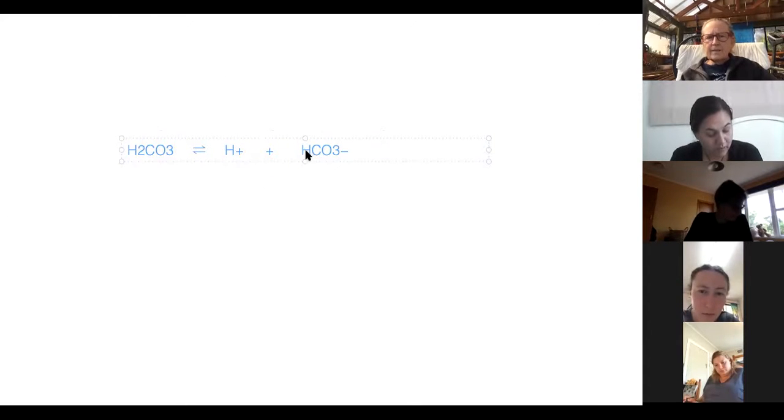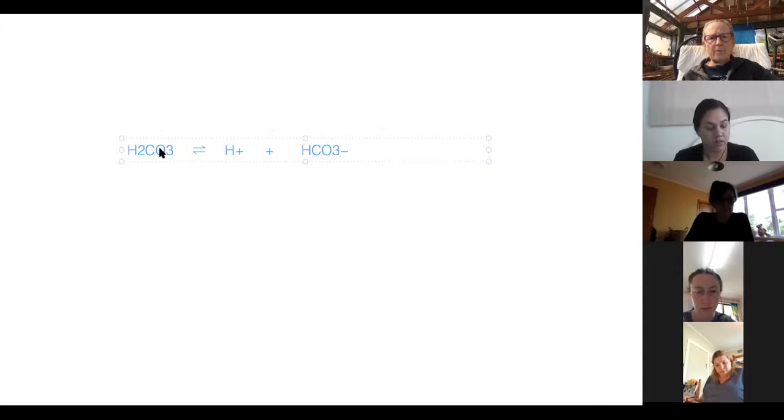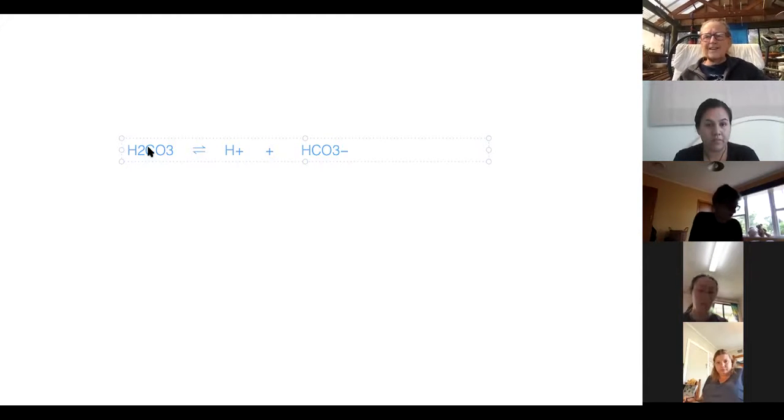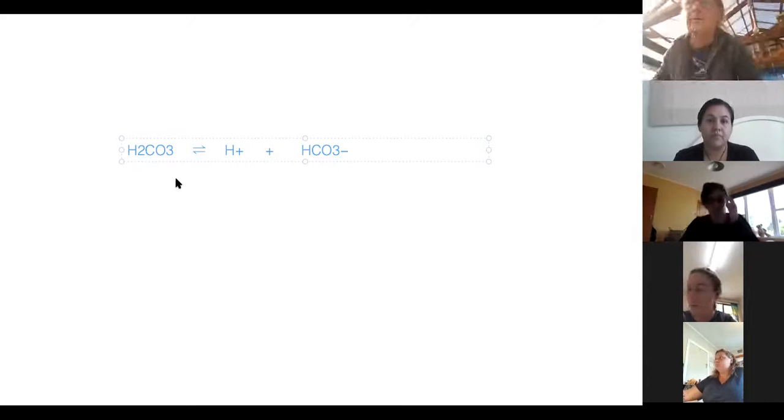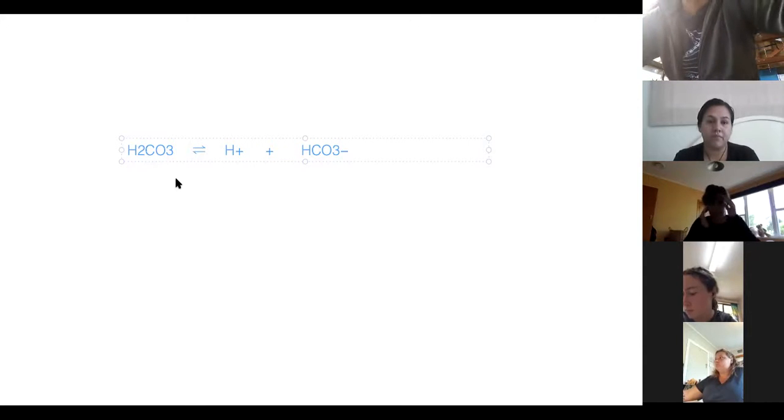This is the bicarbonate ion that I said to you to memorize from the common ions table. This is the carbonic acid. Now if you haven't watched my video about this, you have to, because I go through this, and you do need to watch it.